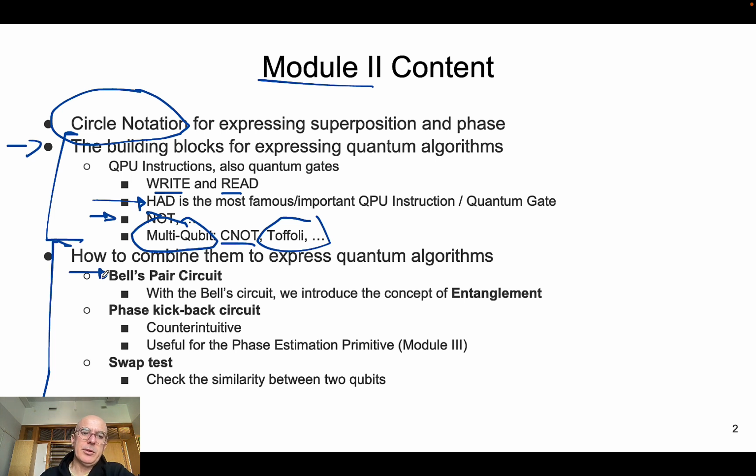An important point of one of these circuits, for instance the Bell's pair circuit, is that we're going to introduce the concept of entanglement. It is probably one of the most counterintuitive concepts in quantum computing, and as important as superposition. So we will spend a little bit of time trying to understand more what entanglement entails and what are the counterintuitive effects that entanglement has on quantum computing.